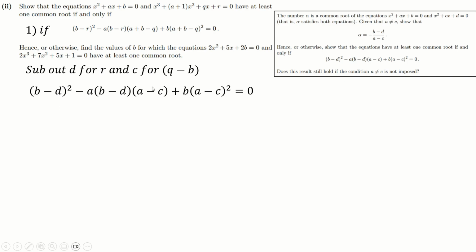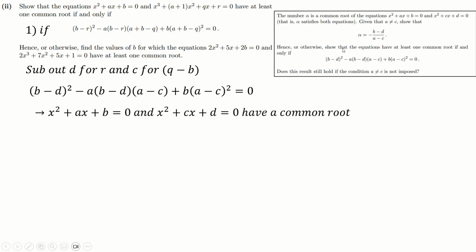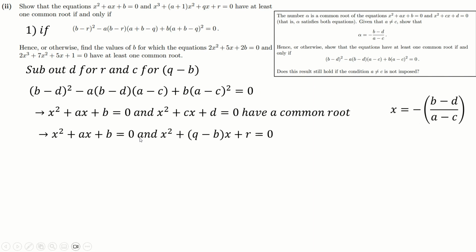Anyway, you end up here, but of course, because we've already shown an if and only if statement in the first part, we know that the fact that this is sitting right here implies that these two things have a common root, because we proved that in the first part. And that root was that thing, I think. Not that it really matters.